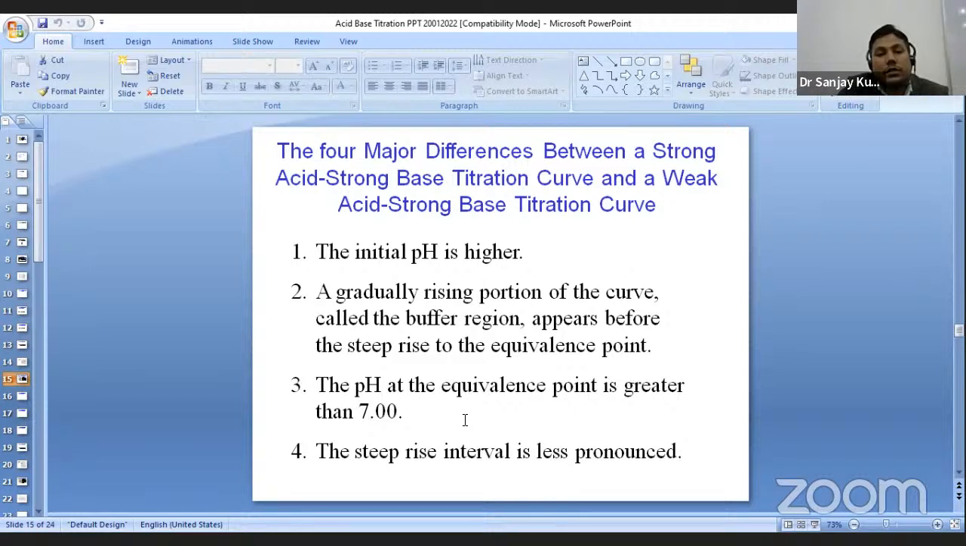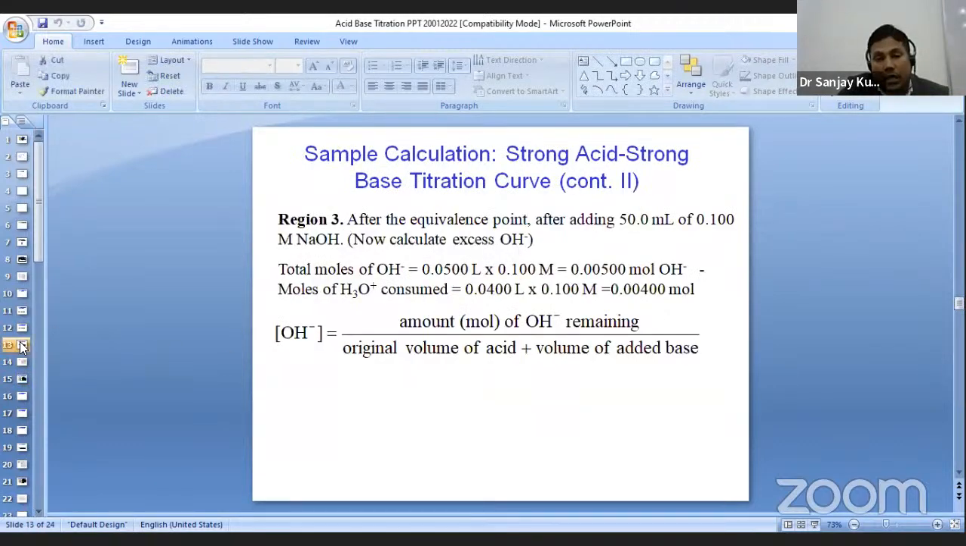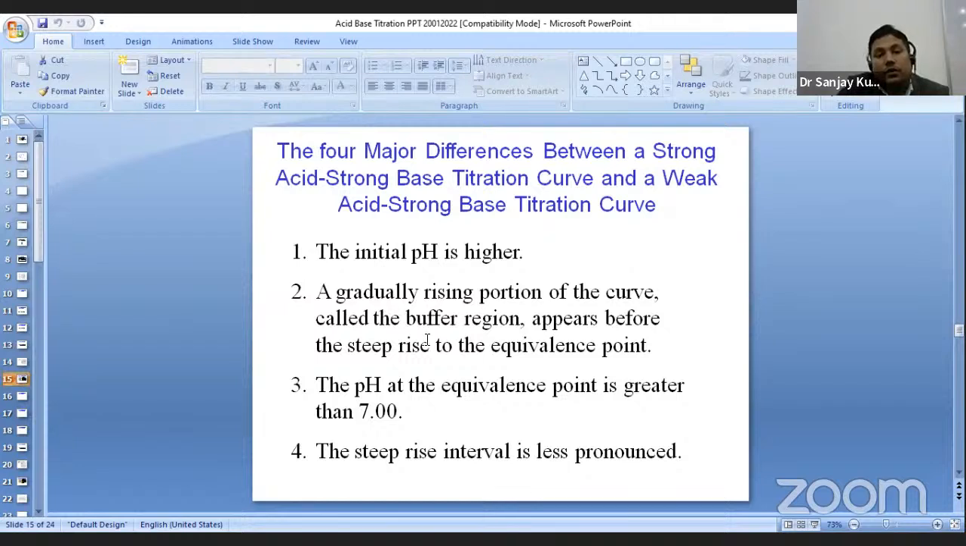The initial pH is higher, meaning in a weak acid versus strong base titration, the initial pH is higher, as you can see in the previous graph. Then there is a gradually rising portion of the curve called the buffer region, as you can see in the previous slide. The buffer means the pH increases from 2 to 4 or 2.5 or whatever, depending on the quality of the product, and it appears before the steep rise at the equivalence point.